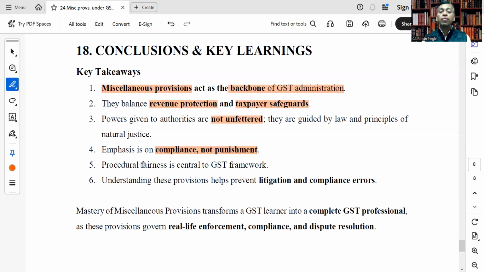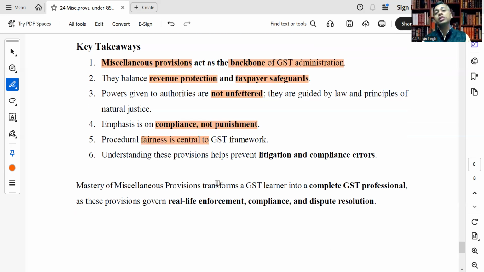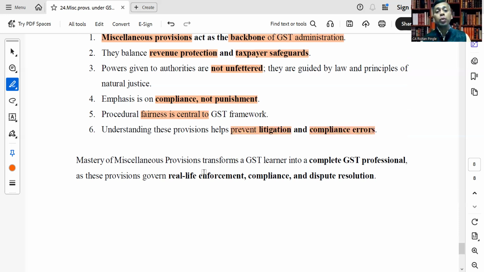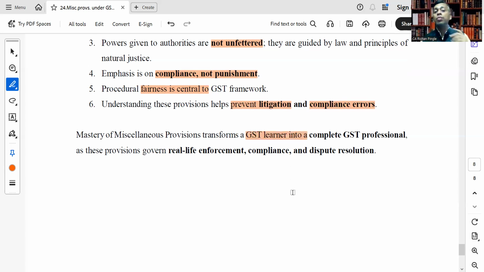Okay. Procedural fairness is central to the GST framework. Understanding these provisions helps what? To prevent litigation and compliance errors. So mastery of miscellaneous provisions transforms a GST learner into a complete GST professional, as these provisions govern real-life enforcement, compliance and dispute resolution.